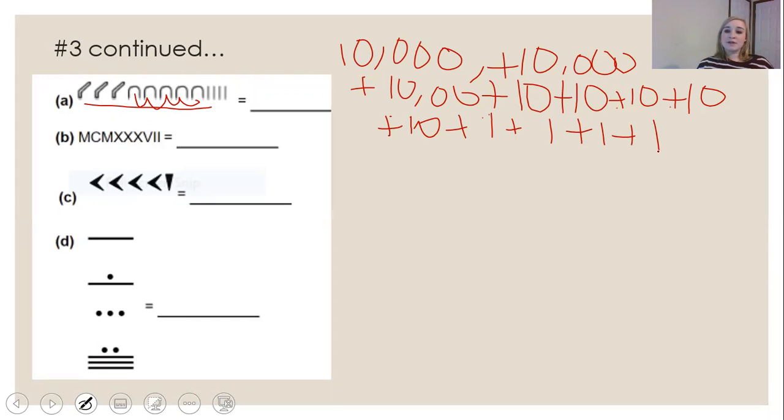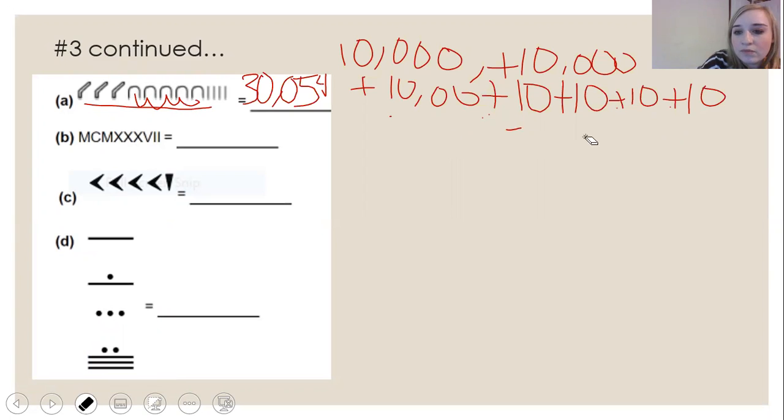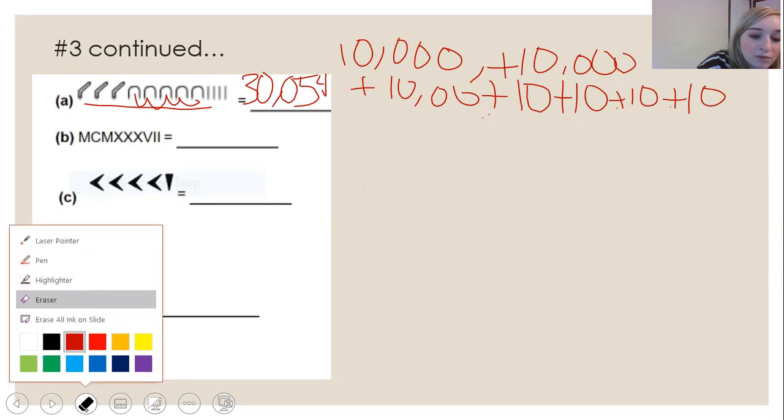So this is definitely something to put in the calculator, or you can just do it in your head, like I said before. But when we add all these together, we get a very large number, and that number is 30,054. So that one was pretty easy, right?